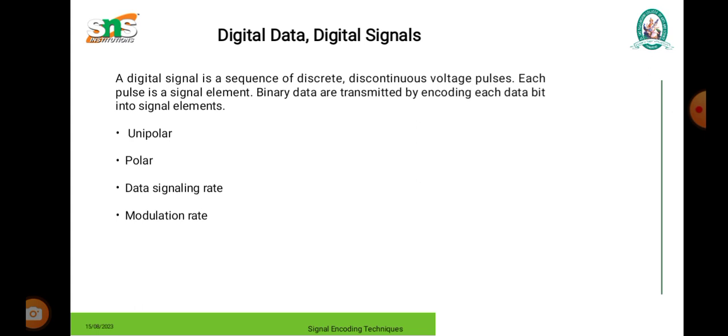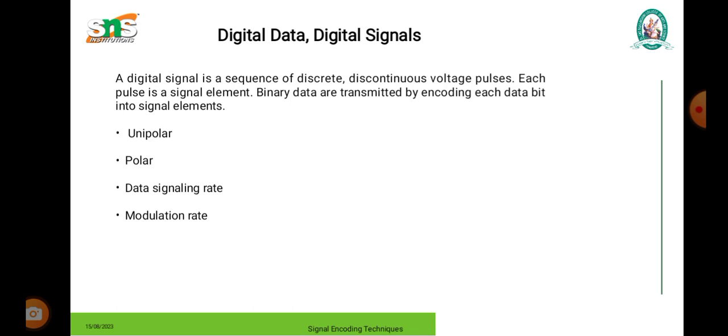Digital data is a sequence of discrete, discontinuous voltage pulses. Each pulse is a signal element, and the binary data are transmitted by encoding each data bit into a signal element. It is classified by four characteristics: unipolar, polar, data signaling rate, and modulation rate. Unipolar means that if the signal elements all have the same algebraic sign, that is, all positive or all negative, then the signal is called a unipolar signal.